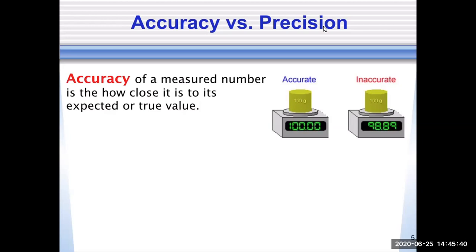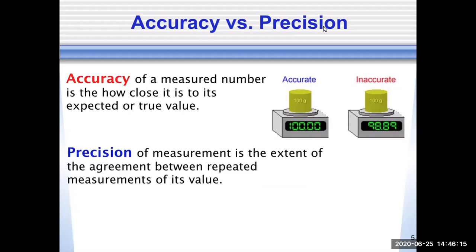So for instance, if we had a 100-gram standard and you put it on a balance right here, and you see that it weighs 100 grams, that is accurate. We're expecting it to be 100 grams because it is a known standard. And this one over here is inaccurate because it is not reading 100 grams. So this measurement is accurate. This one is inaccurate.